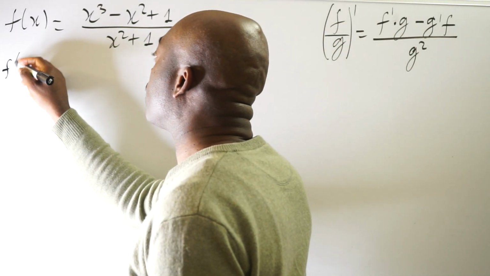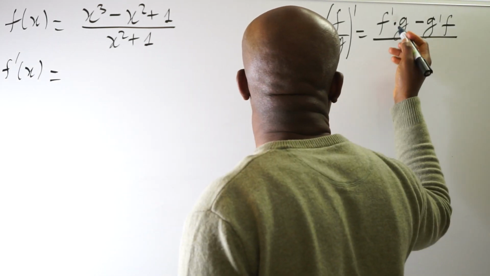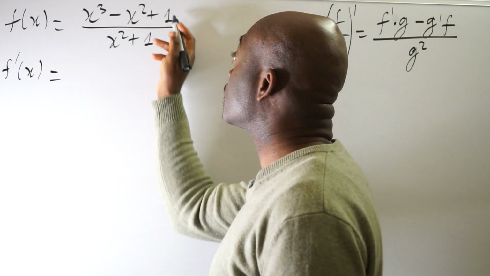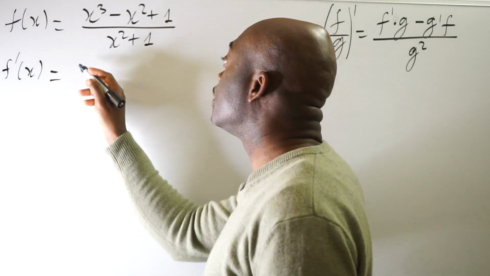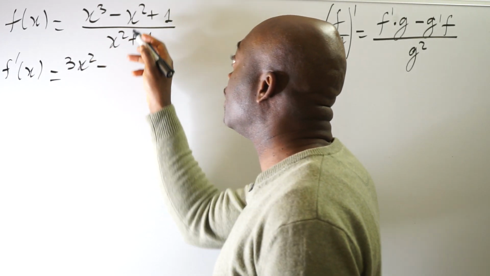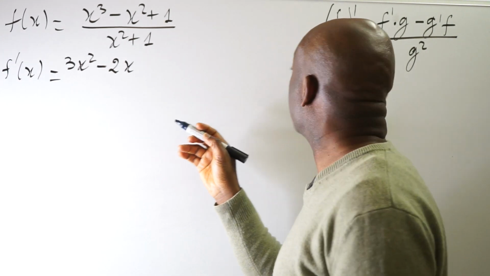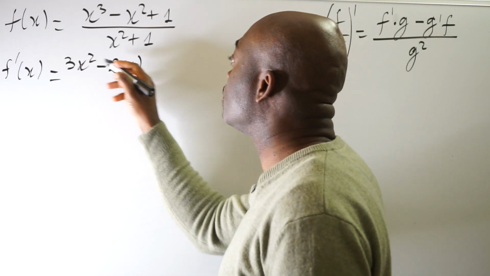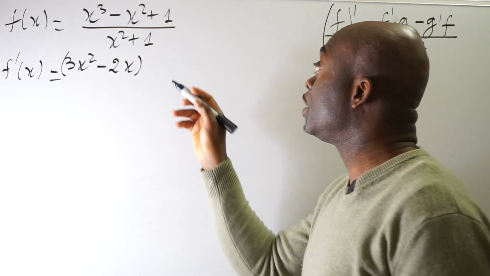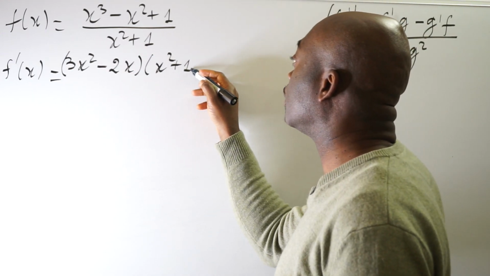So we have f prime of x. What is f prime times g? So f prime is the derivative of this function here, which is going to be 3x to the second power minus 2x plus 0, right? So that'll be the derivative of that times g, which is x to the second power plus 1.